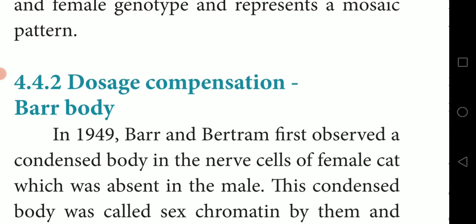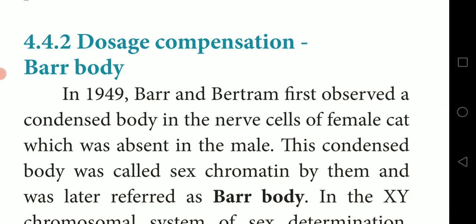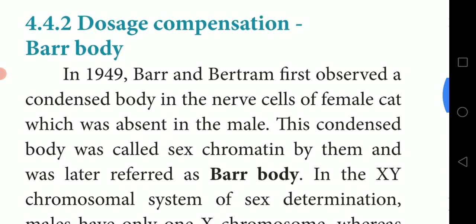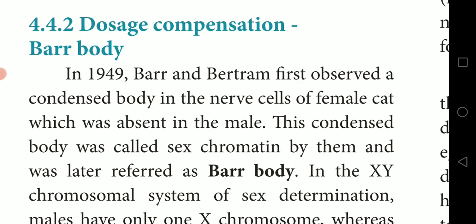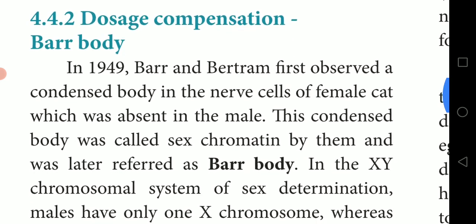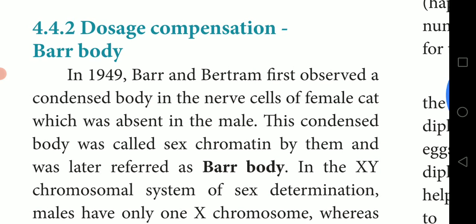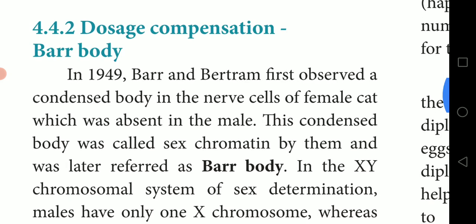The next important topic is a little confusing, so listen carefully: dosage compensation in the Barr body. So what is dosage compensation? For example, we have 46 chromosomes, which means 23 pairs of chromosomes in a human being. What are the sex chromosomes? In the male it is X, Y. In the female it is X, X.